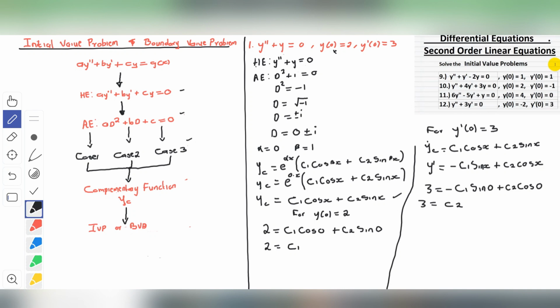So let's write them correctly. Our yc is equal to, our c1 is 2, therefore we have 2 cosine of x, and c2 is 3, therefore plus 3 sine of x. Then we are done solving the initial value problem. This is how we solve the initial value problem. So you can do these examples here that I wrote.